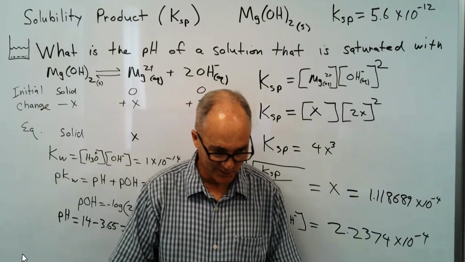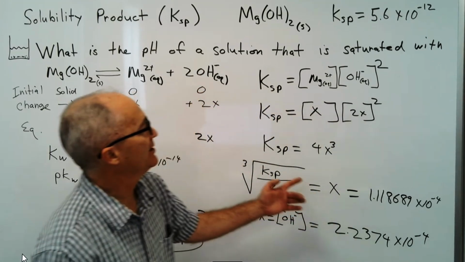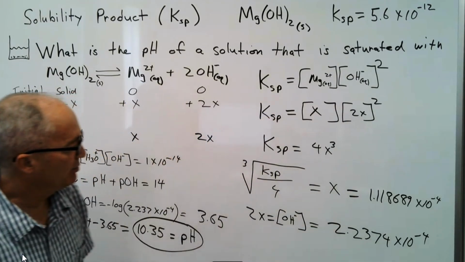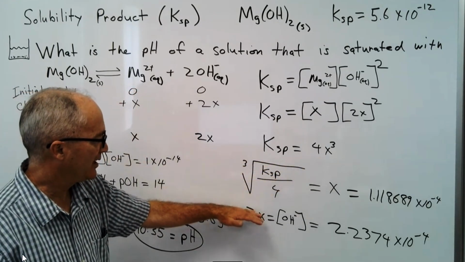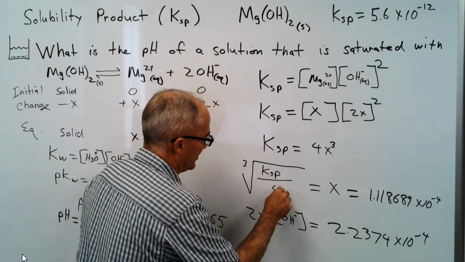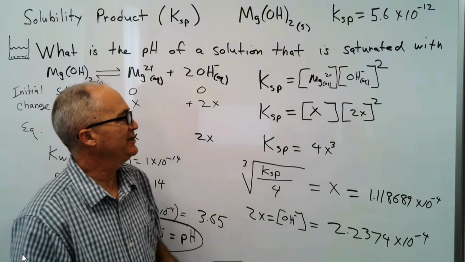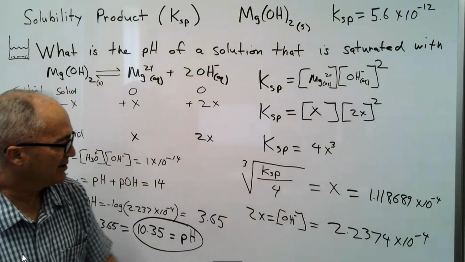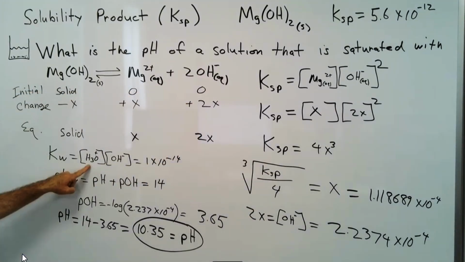Any questions over this type of problem? So from the equilibrium chapter, you should be able to deal with heterogeneous equilibria. And a lot of times it's lots simpler than the homogeneous. We didn't get a quadratic. We got something we could just use algebra to solve for x. We had to realize x equaled magnesium ion concentration. So we had to multiply that by 2 to get hydroxide ion concentration. Once we had hydroxide ion concentration, we use Kw because we're in water.